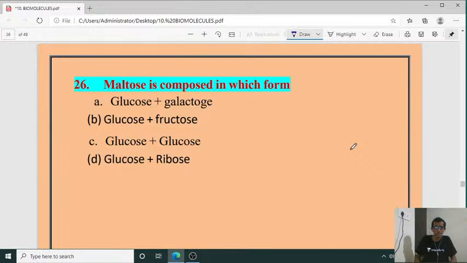Then maltose is composed in which form, or maltose is made up of what? 26th question. It is made up of two glucose molecules, glucose plus glucose joined to form maltose. So when we digest maltose with the maltase enzyme, that will provide two glucose molecules.